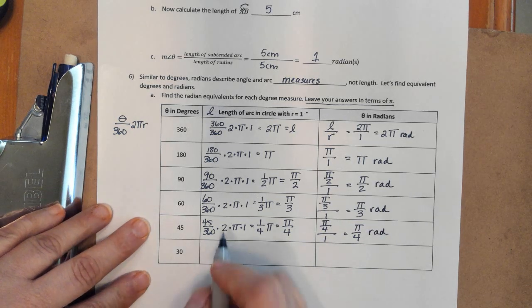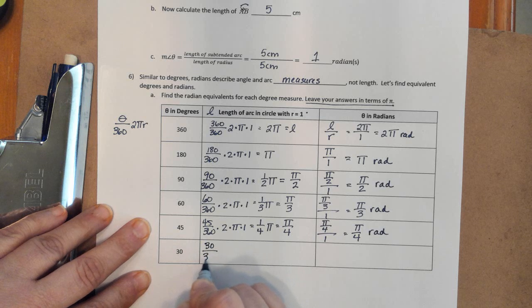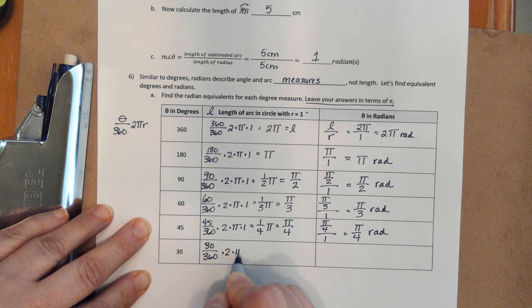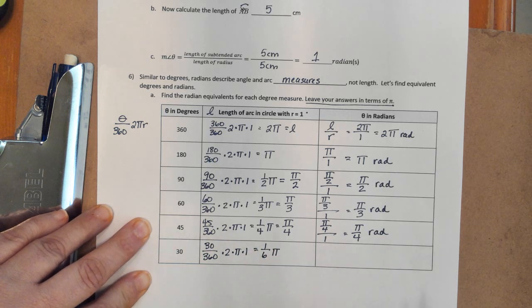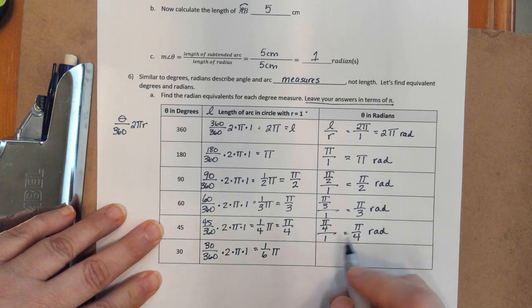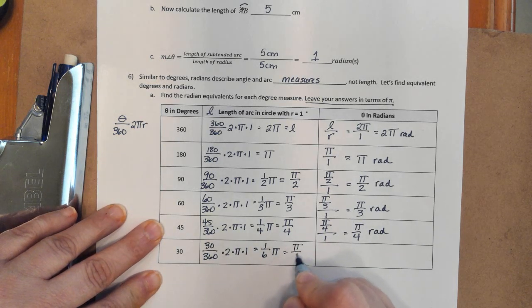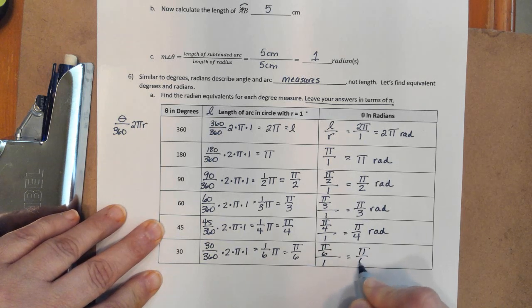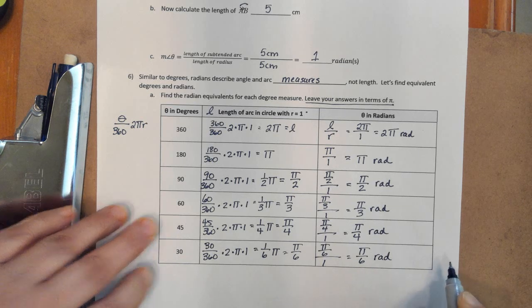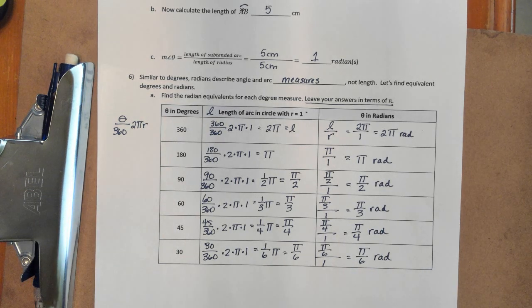And then finally for 30, this is going to be 30 over 360 times 2 times pi times 1, which is going to be 1/6 pi, which is the same thing as pi over 6. So pi over 6 over 1 is just pi over 6 radians. So these are the angle measures and the arc measures in degrees, and these would be the equivalent arc measures and angles in radians.